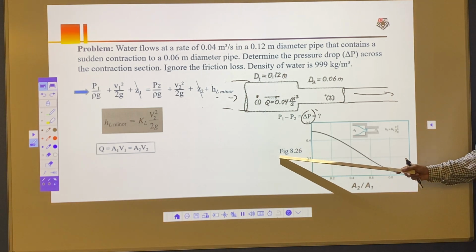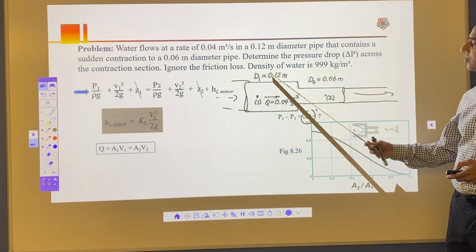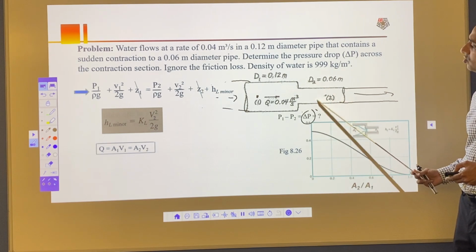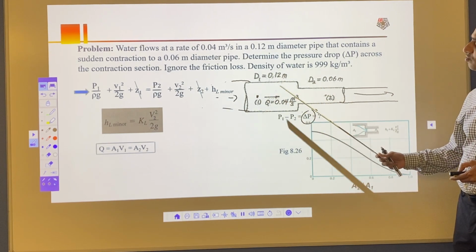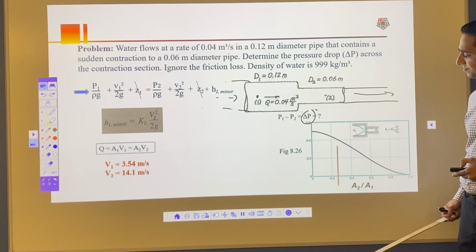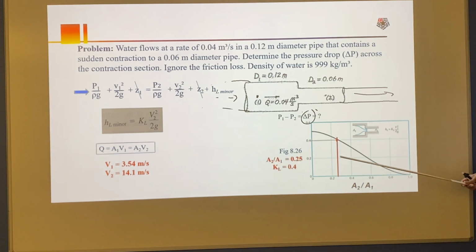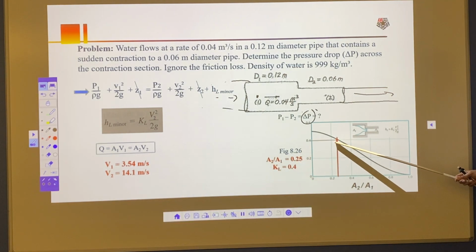So in your book you have figure 8.26, and to get that you need to know A2 by A1. Somewhere you have A2 by A1, area 2 by area 1, and if you calculate that area 2 by area 1, you will get around 0.25. So area 2 by area 1 is 0.25.